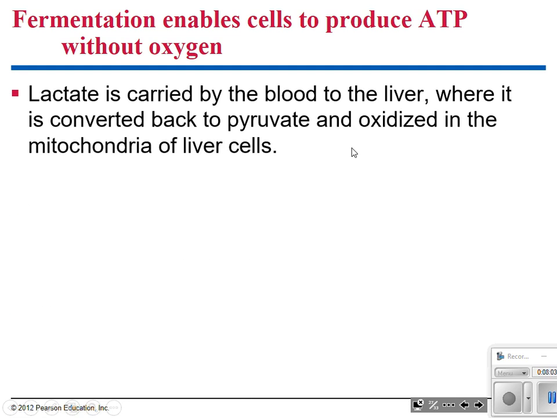Well, what is lactate? It is carried by the blood to the liver, where it is converted back to pyruvate and oxidized in the mitochondria of the liver cells.